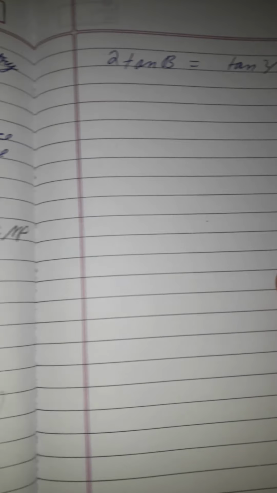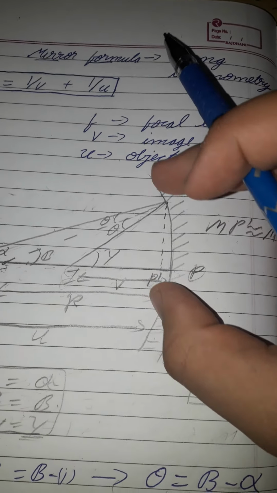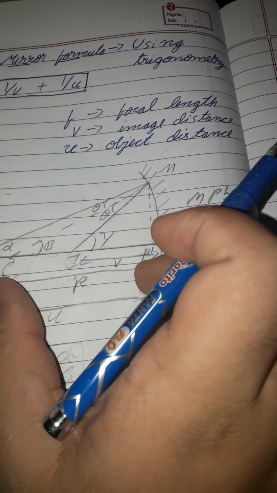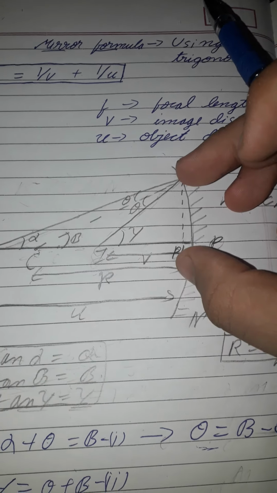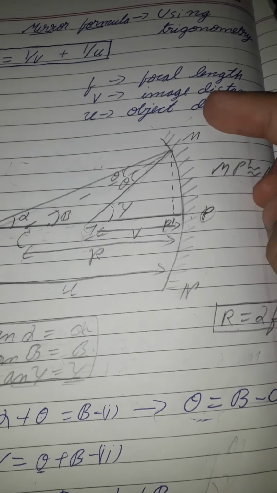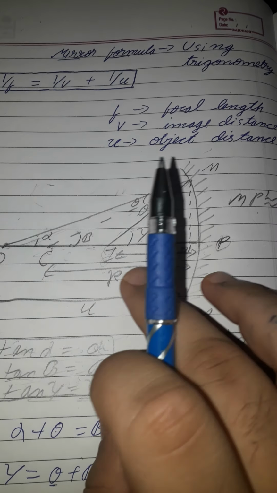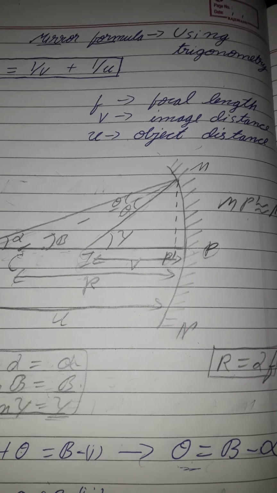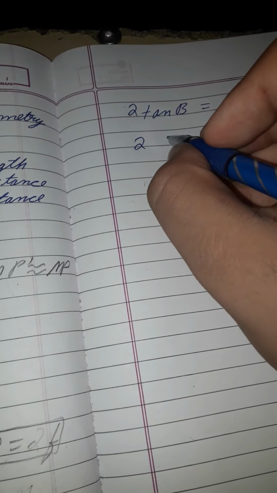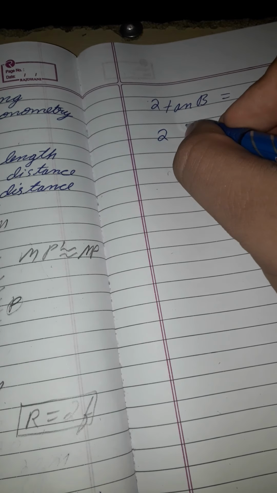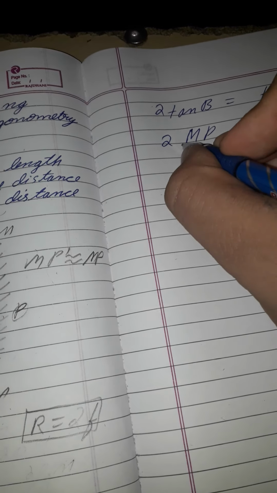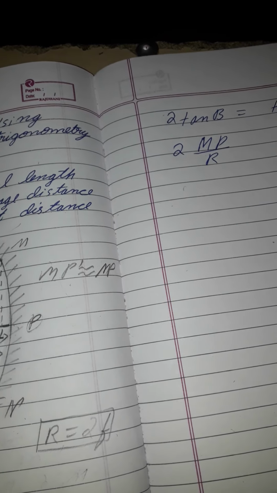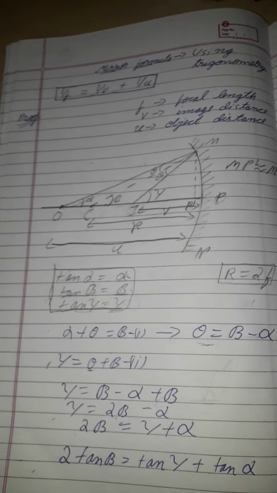Okay, so let's continue. What is tan beta here? See here, what is tan beta? Tan beta is this upon this, that is MP upon R. We will write 2 times MP upon R. R is the radius of curvature, right?